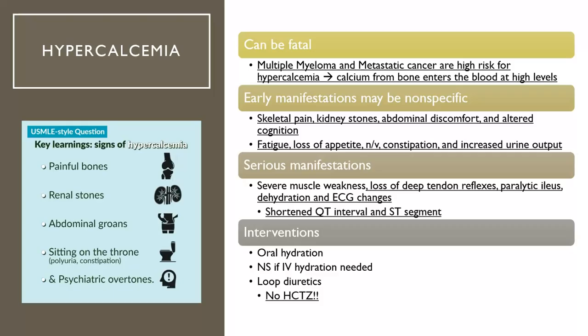Interventions: oral hydration if they can. The whole goal is to get them to pee out the calcium. So we can do IV fluids and a diuretic, but we are never ever to give hydrochlorothiazide, HCTZ, for hypercalcemia. We want them to pee out the calcium. A thiazide diuretic reabsorbs the calcium back into the body. So you can give a loop diuretic, which is probably the best one. A loop and an IV fluid.